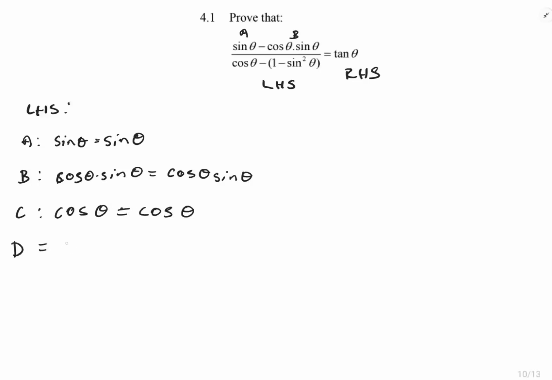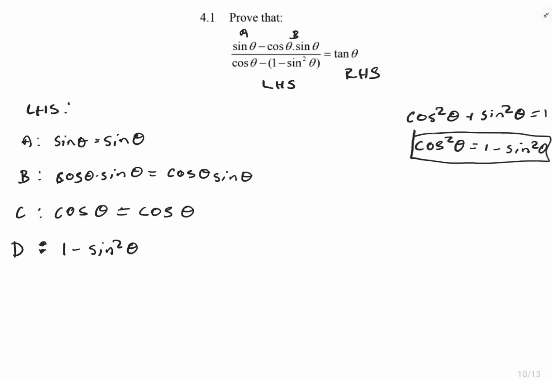Then D, if we look at now, 1 minus sine squared theta. We know something about this. So remember, when we have cos squared theta plus sine squared theta is equal to 1, then we found out that cos squared theta is equal to 1 minus sine squared theta. So we can use this fact to substitute for 1 minus sine squared theta. So this becomes cos squared theta, right?